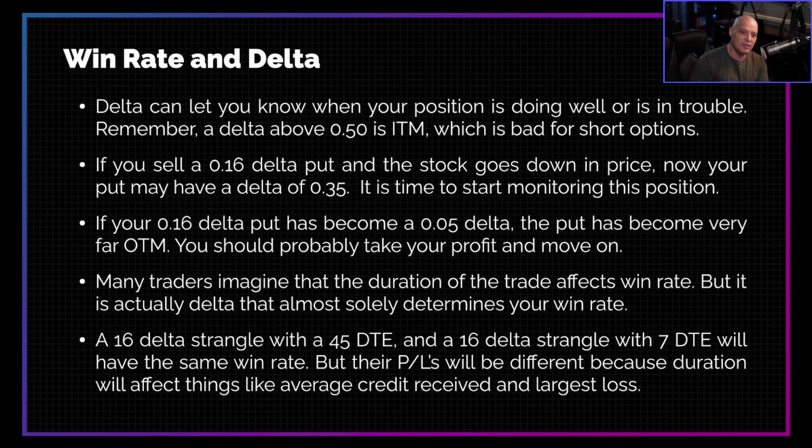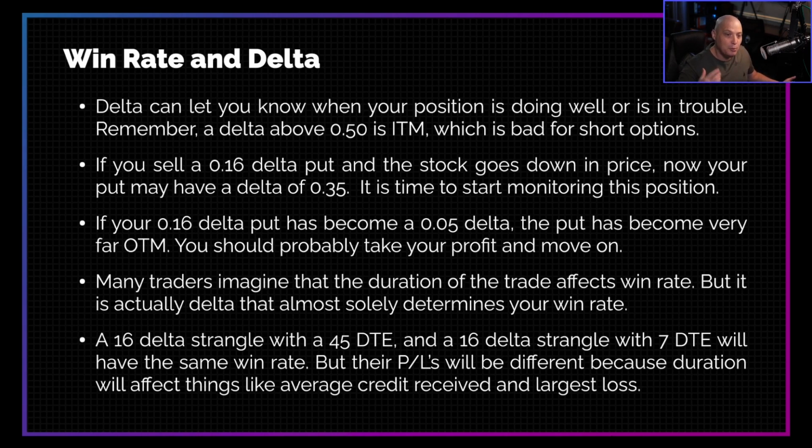So let's take an example. Let's say I sell a 16 delta put and the stock goes down in price, which means it's going to start getting very close to my short put. My put is in trouble. Now the delta on that 16 delta put has changed. It's no longer 16 deltas. Now the delta on that put is 35 deltas. So a 16 delta put had about an 84% chance of winning. Now that put has a delta of 35. What's my chance of winning on it now? It's down to 65% chance, right?